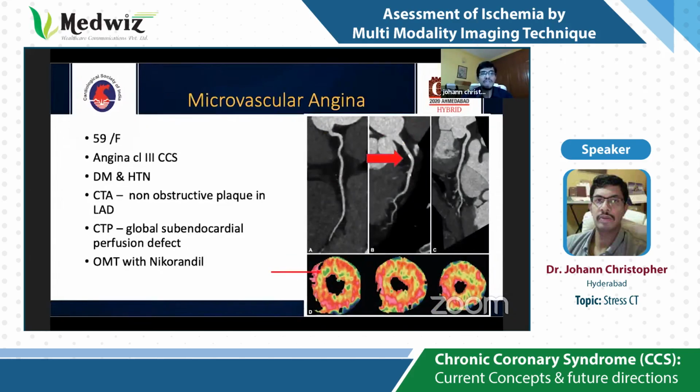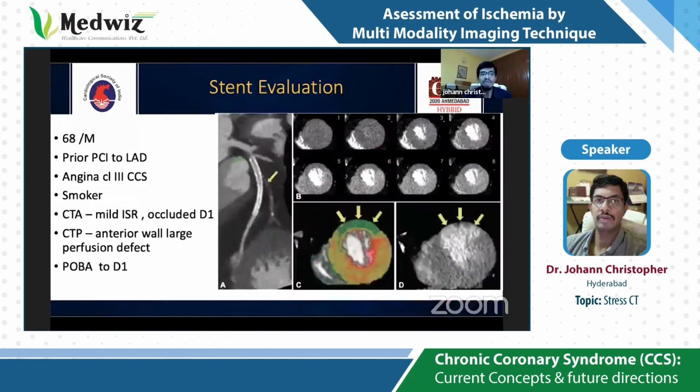Second patient is a 59-year-old lady, class 3 angina, diabetic, hypertensive, did the CTA, got a mild plaque, it's non-obstructive, other vessels are normal in the LAD. The CT perfusion showed a global perfusion defect, suggesting a microvascular angina or a microperfusion problem. And this patient was managed aggressively with optimal medical therapy with the addition of nicorandil.